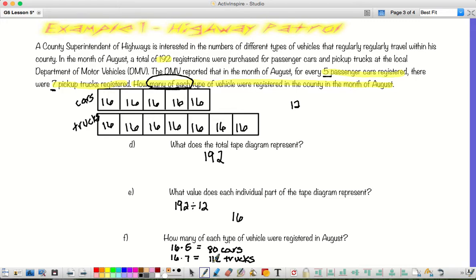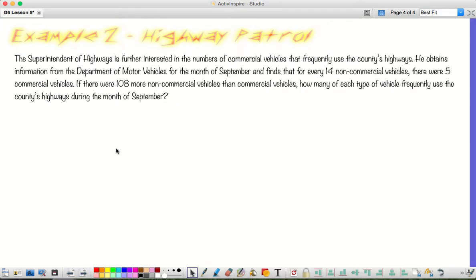Again, I'm not expecting you to completely understand this by the time you come to class, but I do want you to make sure that if you have questions, you write them down. Tomorrow when you come back to class, we are going to go over this next problem that also involves the superintendent of highways, and I would like you to give this problem a shot before you come back to class.